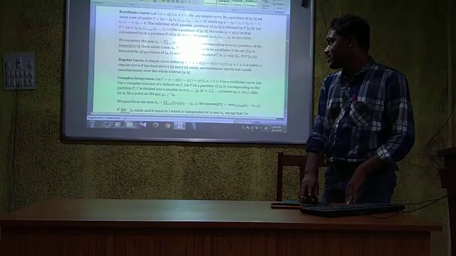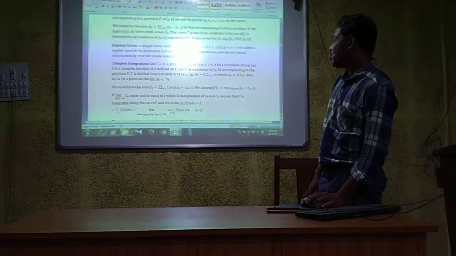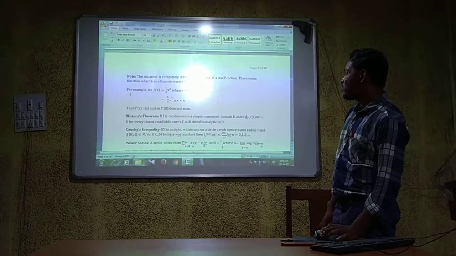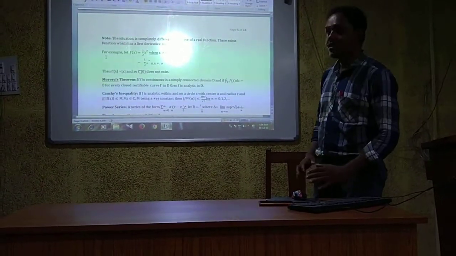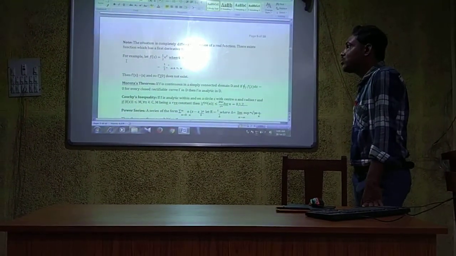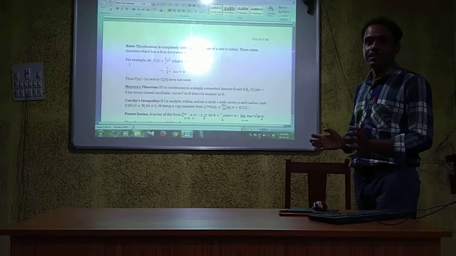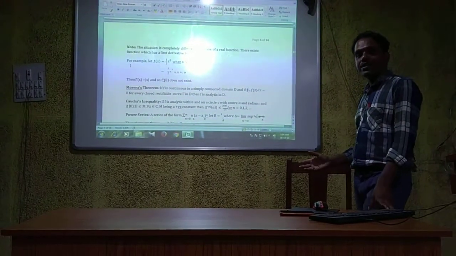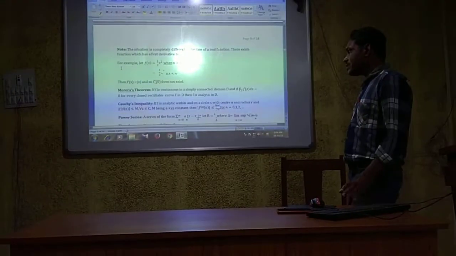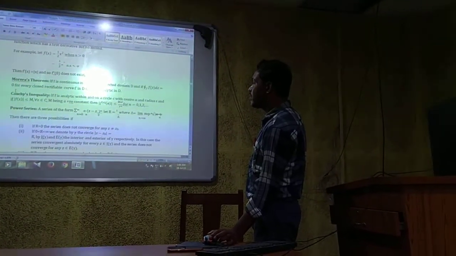Okay. Next, what is complex integration? You know what is complex integration, so we skip this. Okay. Next, what is Morera's theorem? F is continuous in a simply connected domain D, and the integral over gamma of f(z) dz equal to 0 for every closed rectifiable curve gamma in D, then f is analytic in D. Actually, this is the reverse of Cauchy's fundamental theorem. Okay. Next, what is Cauchy's inequality? You know, so I skip it.